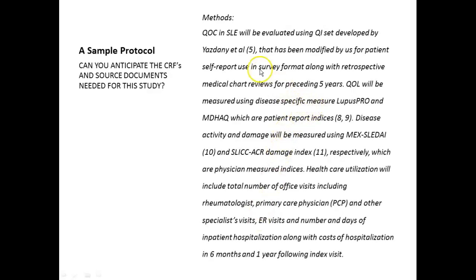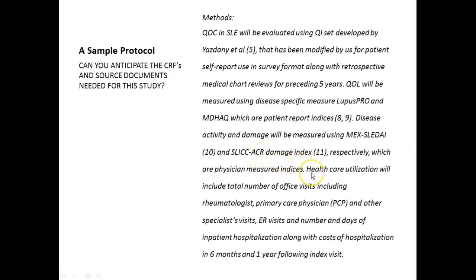Okay, so hopefully you thought that there would be some case report forms that would capture this survey, this self-report data from our lupus patients that are going to be participating in this study. So whatever surveys are going to be used to capture that patient self-report, those will count as case report forms. The assessment documents are also considered case report forms. Those are going to capture those specific disease-specific parameters that are studied. So there would be a Lupus Pro form, an ND-HAC form, a SLEDAI, and a SLICC damage index form, okay?